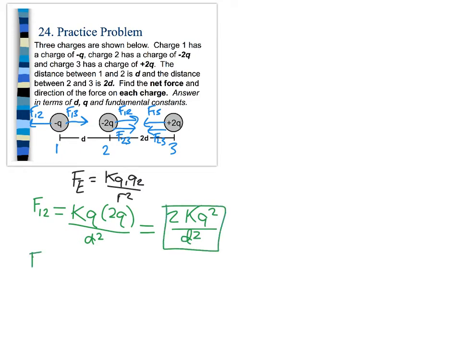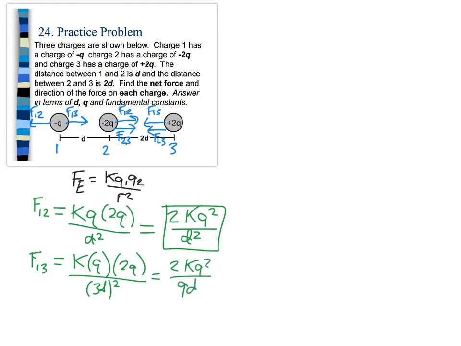For the force between 1 and 3, that's going to be k times charge 1, which is q, times charge 3, which is 2q, all over the distance between them, which is from here all the way to here. That's actually a distance of 3d, and that quantity is squared, so we end up getting 2kq squared over 9d squared, because we have to square the 3 as well.